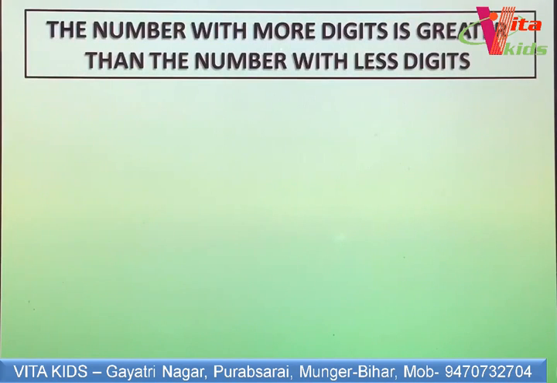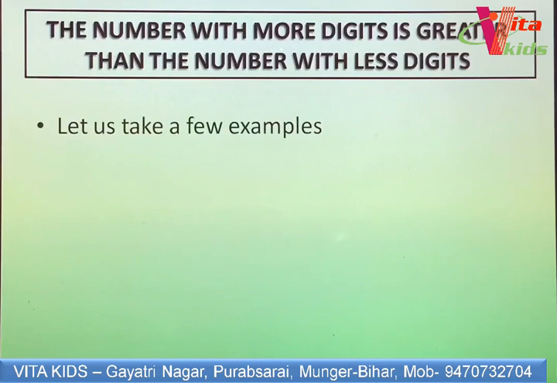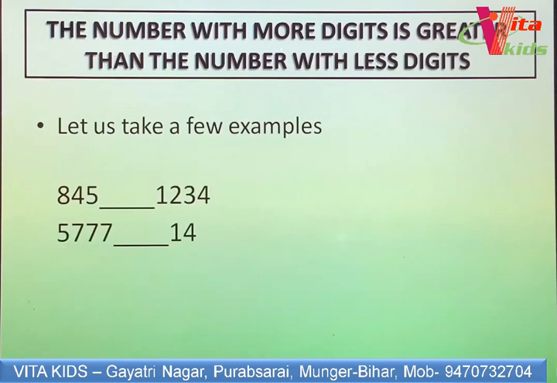The first one is the numbers with more digits is greater than the number with less digits. Let us take a few examples to understand this better. Now the first one that I have taken is 845 and 1234. The first number has 3 digits, the second number has 4 digits. So the number with 4 digits is going to be the greater number.